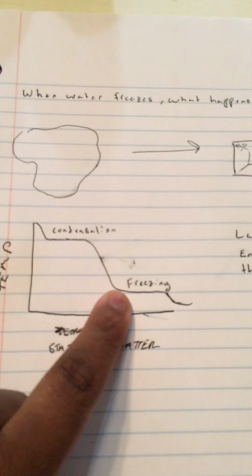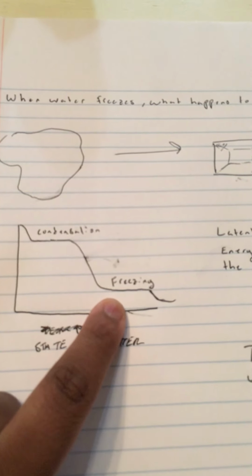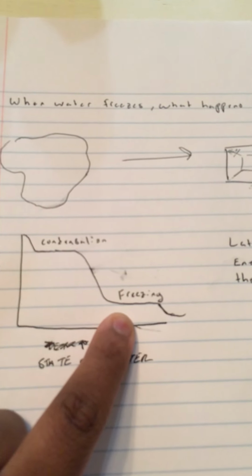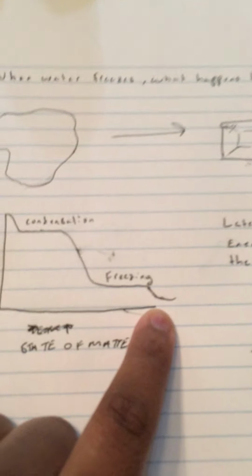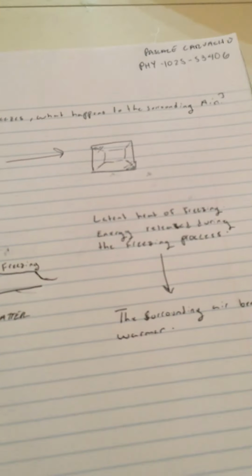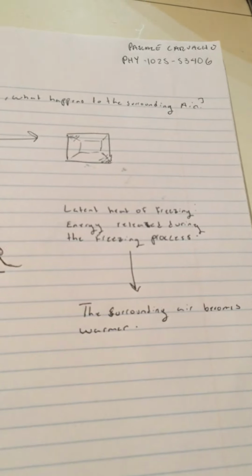So at the point when water freezes, it doesn't actually decrease from 32 degrees Fahrenheit until after it is solid ice, and then it begins to decrease more. So because there's latent heat that's being emitted during the freezing process, the surrounding air actually becomes warmer.